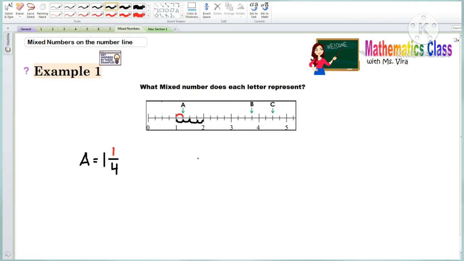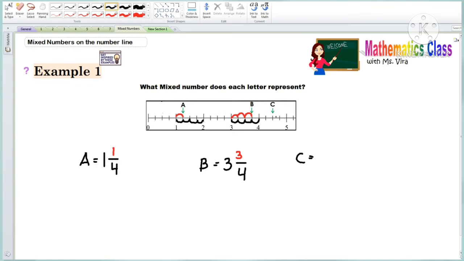Now let's see letter B. Letter B, for the whole number, it's between number 3 and number 4. So the whole number is 3. And numerator, we count how many steps from number 3 to letter B. 1, 2, 3. So numerator 3. And denominator, how many steps from number 3 to number 4? 1, 2, 3, 4. So denominator is 4. So letter B represents 3 wholes and 3 quarters.